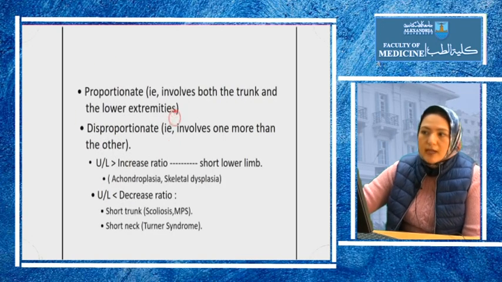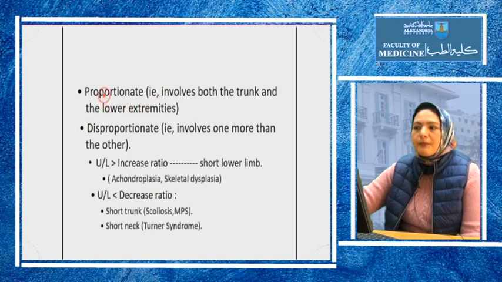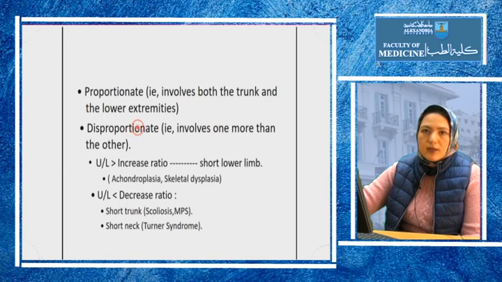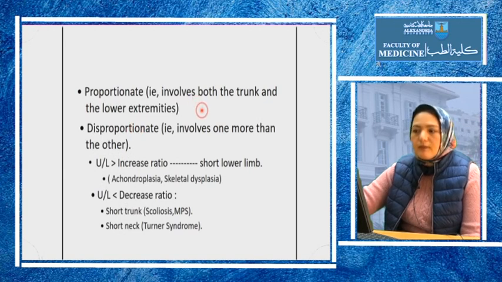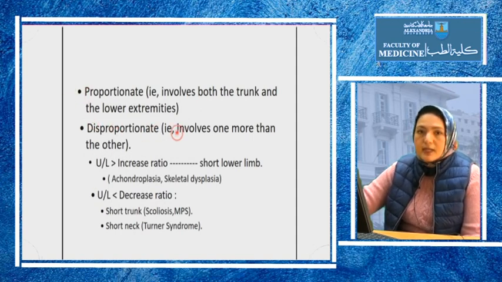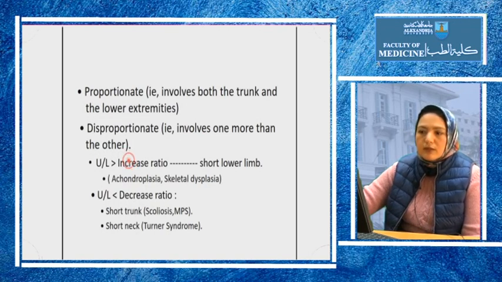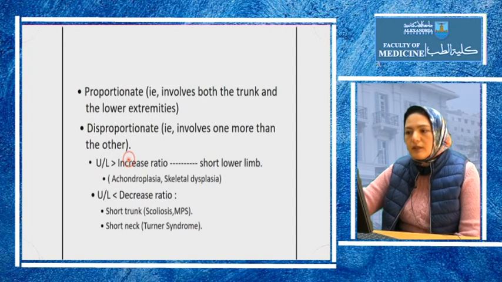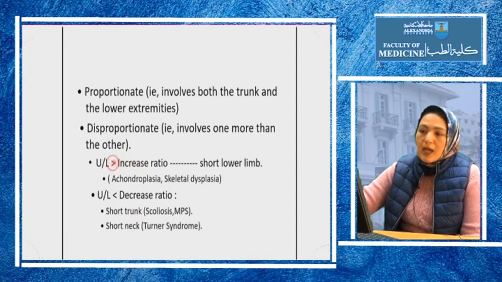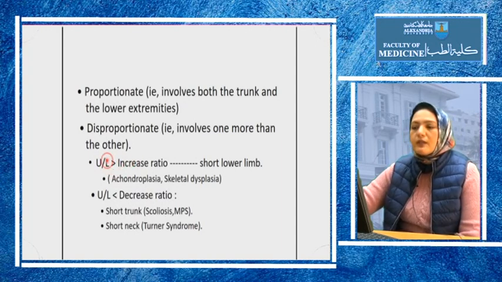So causes of proportionate short stature mean diseases or causes that involve both trunk and the lower extremities to the same degree. So the ratio is not affected, it's 1:1. While disproportionate short stature means that the disease involves one limb more than the other. So the net result will be affection of one limb more than the other. So the patient may have increased ratio or decreased ratio.